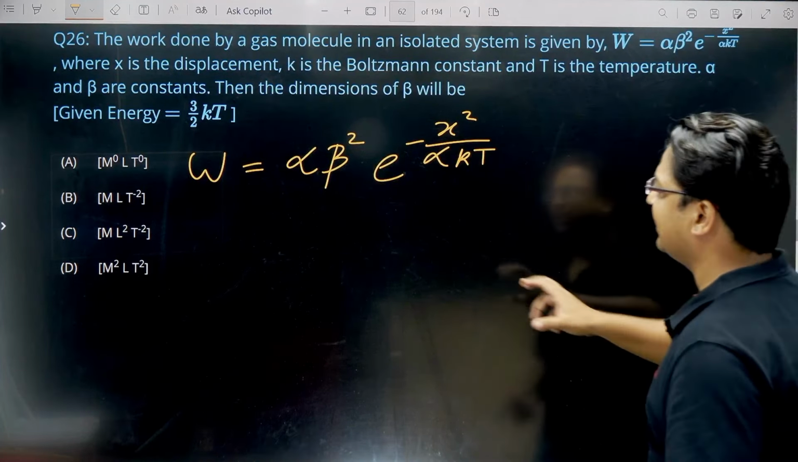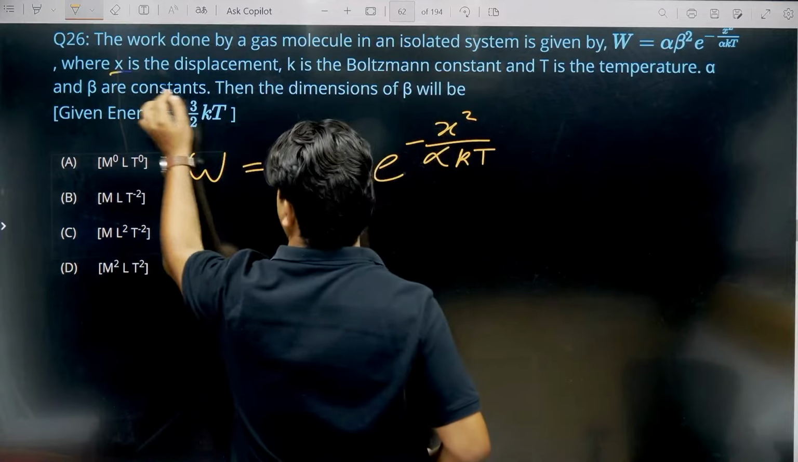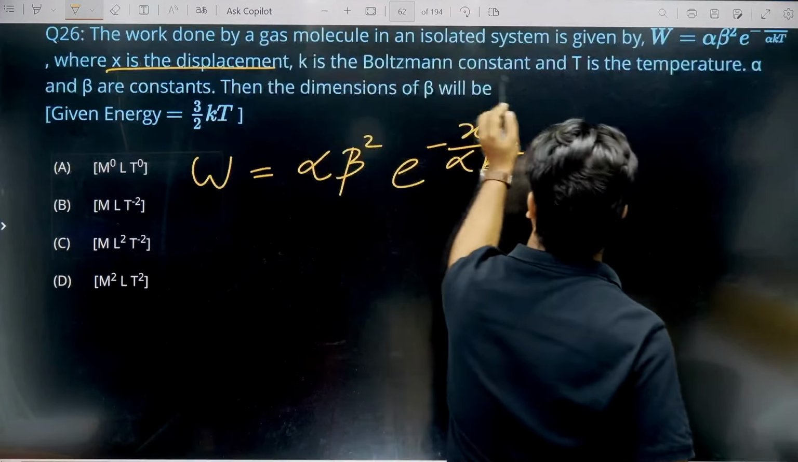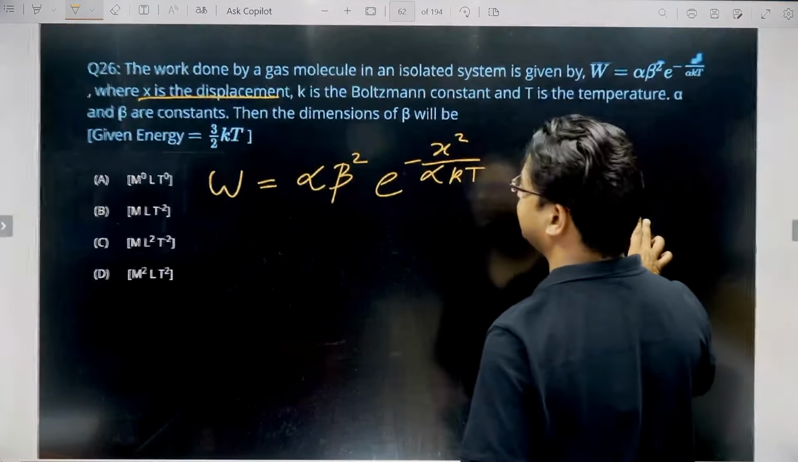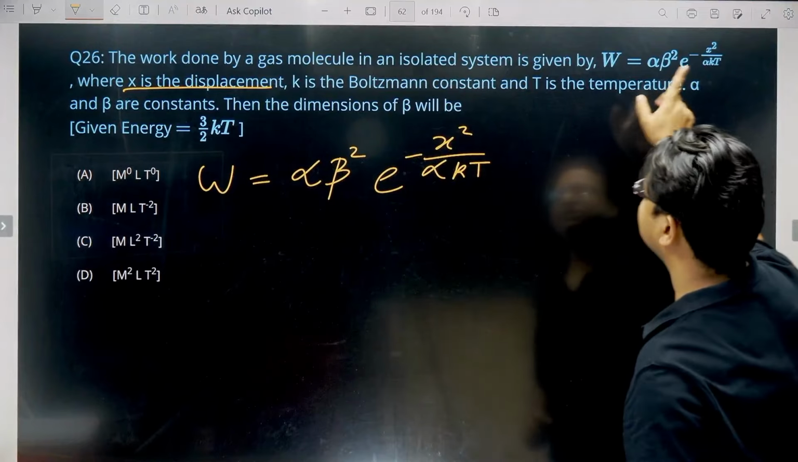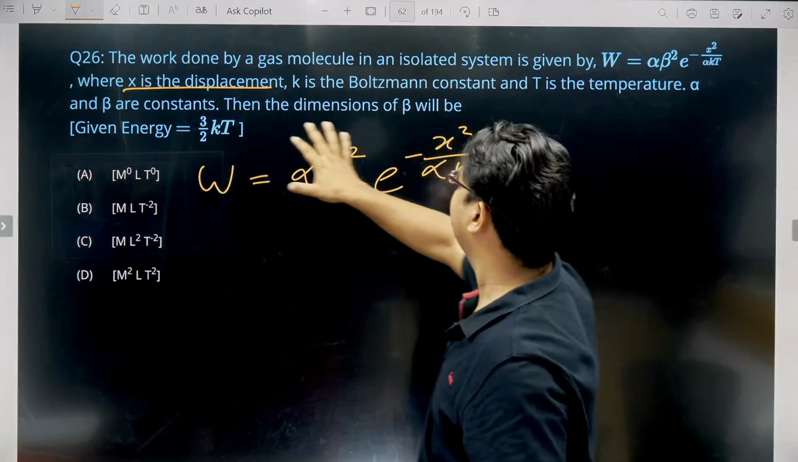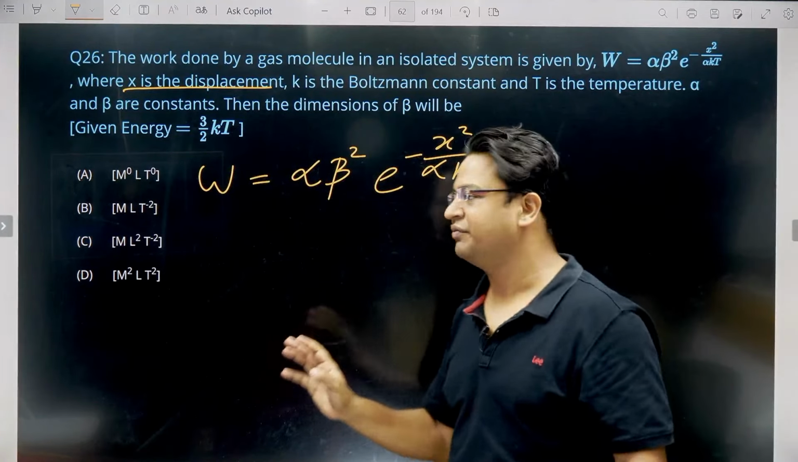Now the question says that x is the displacement. We have to focus on this. x is the displacement, k is the Boltzmann constant, and T is the temperature. All right, the dimensions of beta. So we need to find out the dimension of beta.